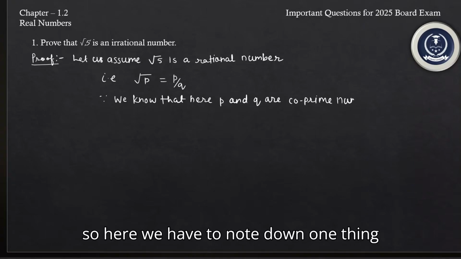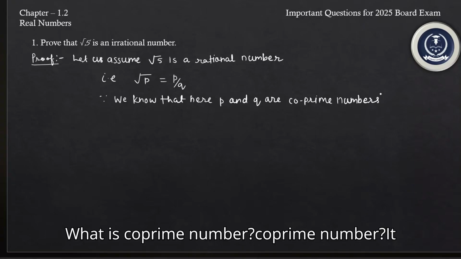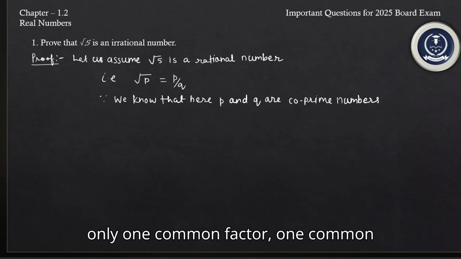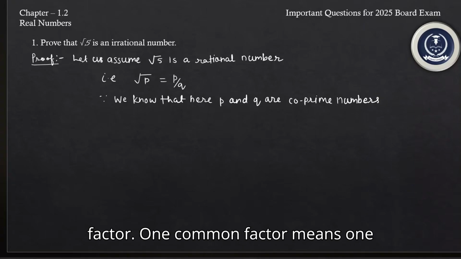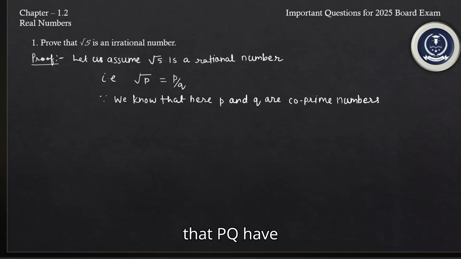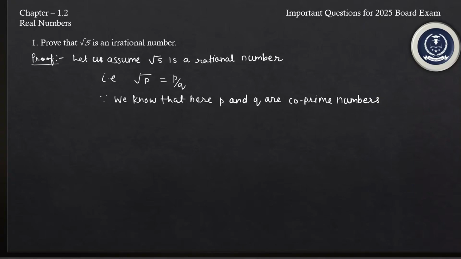Here we have to note down one thing. What is a co-prime number? It means that if two numbers have only one common factor, which is 1, then we can say that p and q are co-prime numbers.